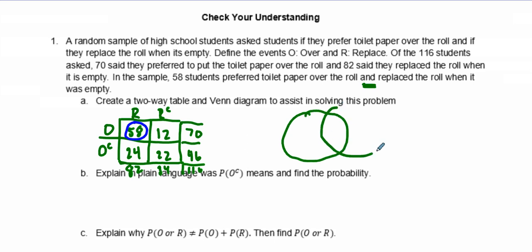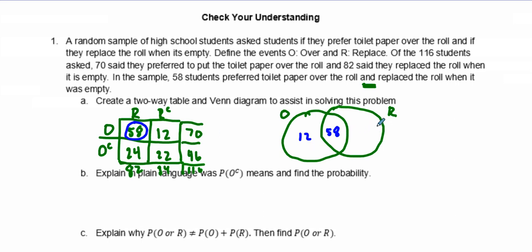Just so I can have enough room for this. All right, so this is going to be O, this will be R. And we're going to put 58 inside here. Okay, so that's 58. Now, what is the remaining part? O, well, this is going to equal 12. And together they equal 70.